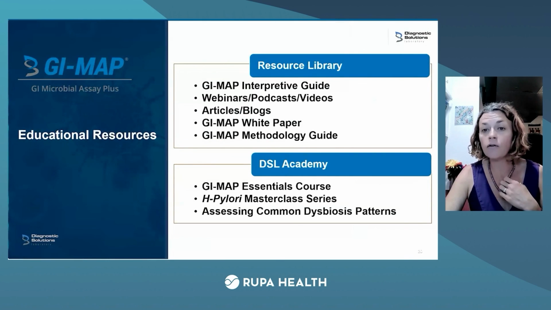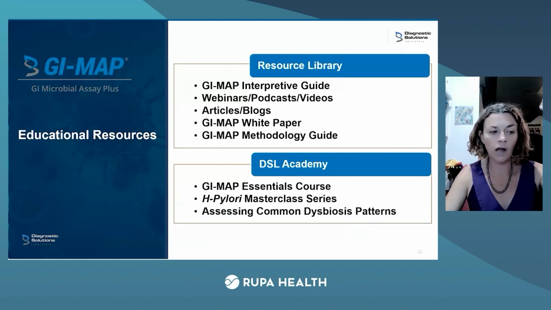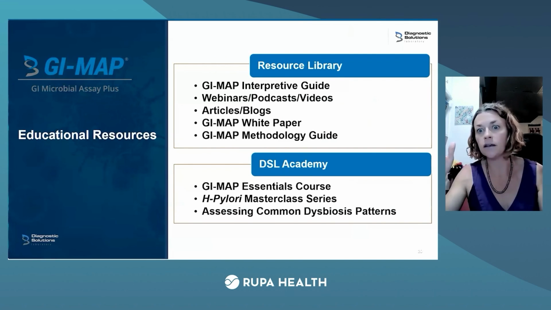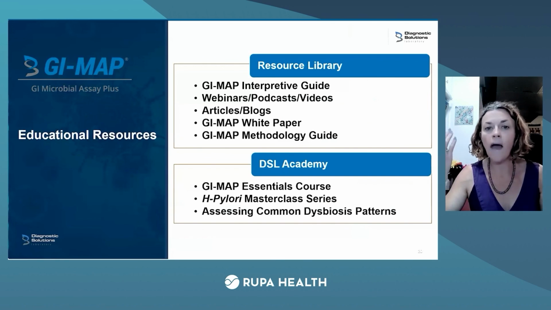And then we also have our resource library, which is open to the public, available to everyone. You can access that from the DSL website. And there we actually updated it earlier this year. It's now fully searchable. So you can search by test, you can search by topic, you can search by symptom. If you're looking for histamine or bloating, you can pull up any of our resources that pertain to that topic.